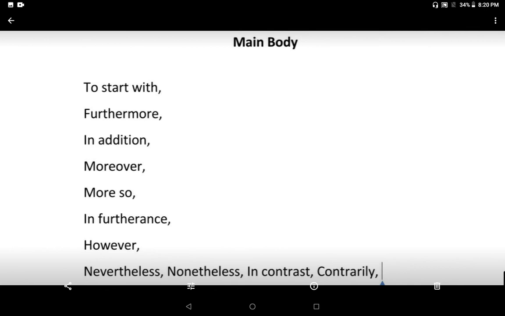However, when you are writing a point and the next point you want to write is contrary to what you have written before, you can use something like however, nevertheless, nonetheless, in contrast, contrarily, just to show that you are going to be discussing a different point from the previous ones. Okay, so develop your body robustly.